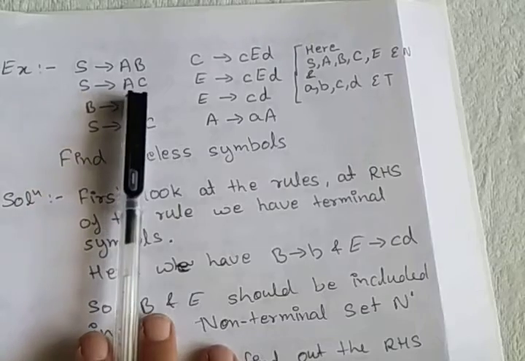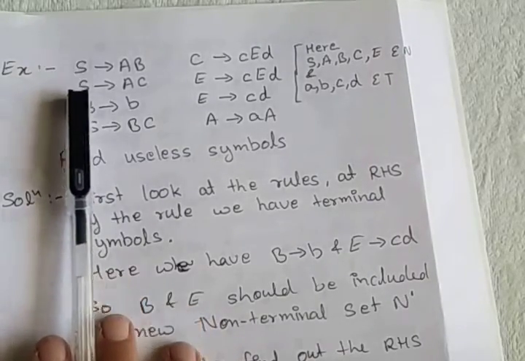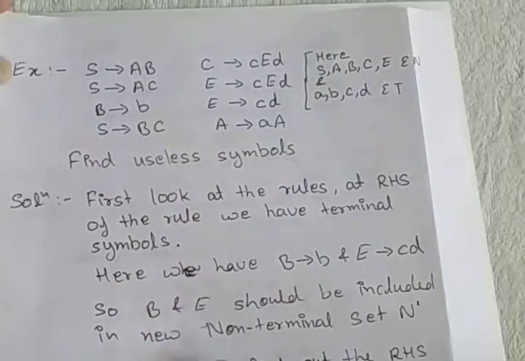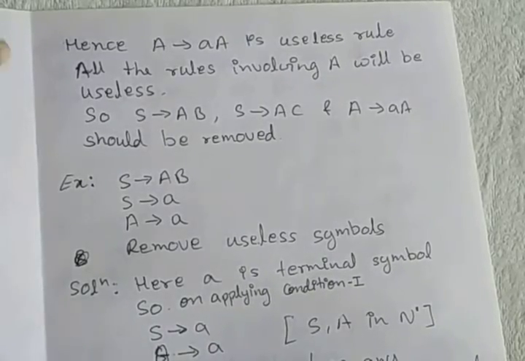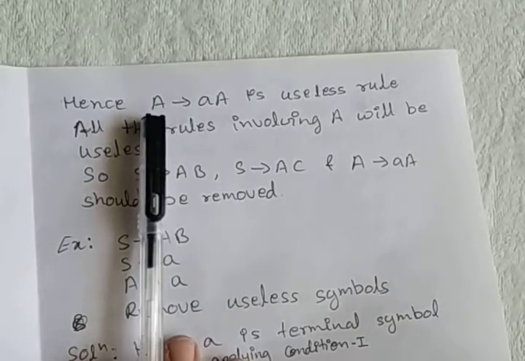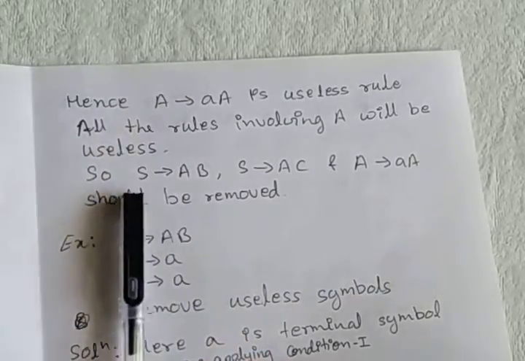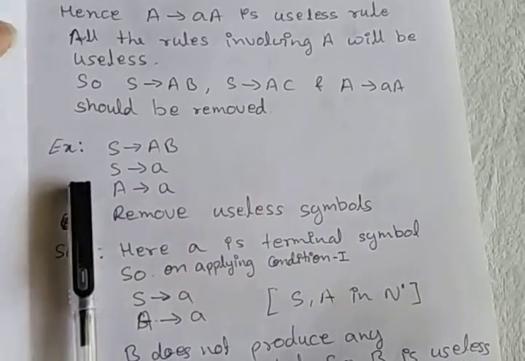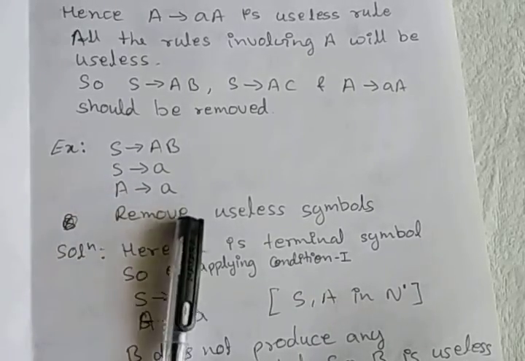Similarly, S tends to AC will also become a useless rule. So we are having these three useless rules, right? Because A is useless, all the rules involving A will be useless. Now consider next example. Here S tends to AB, S tends to A and A tends to A.